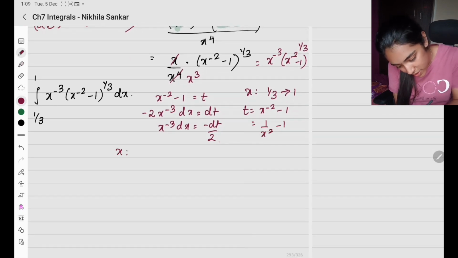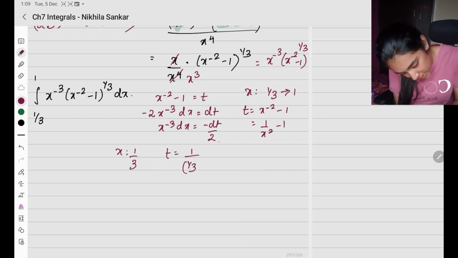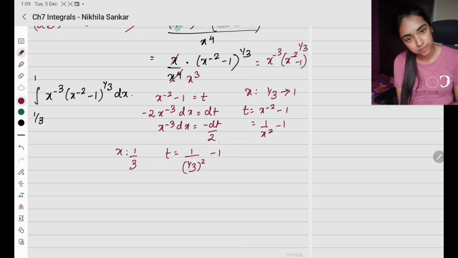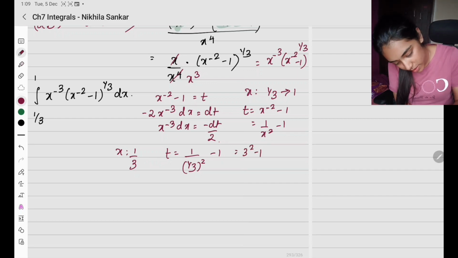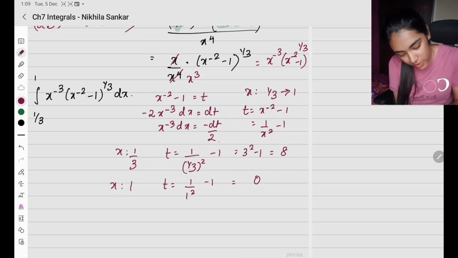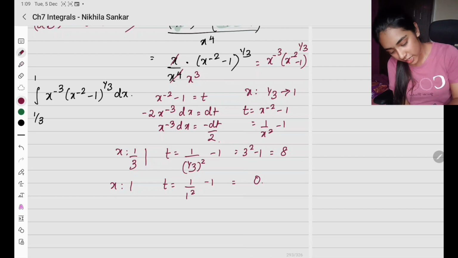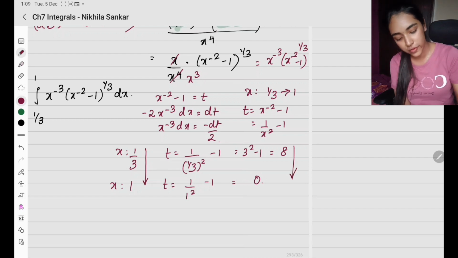So when the value of x is 1 by 3, I have t equals 1 by 3 square minus 1. So this is going to be 3 square minus 1. 9 minus 1 is 8. When the value of x is 1, I have t equals 1 by 1 square minus 1. 1 minus 1 is 0. So what about the integral? 1 by 3 to 1 goes from 8 to 0.